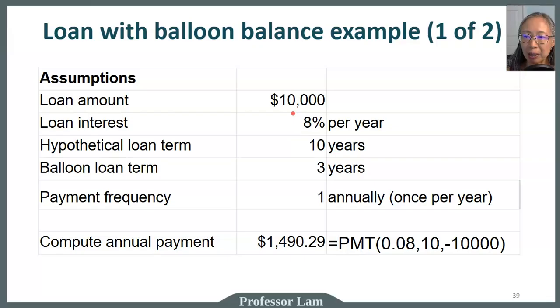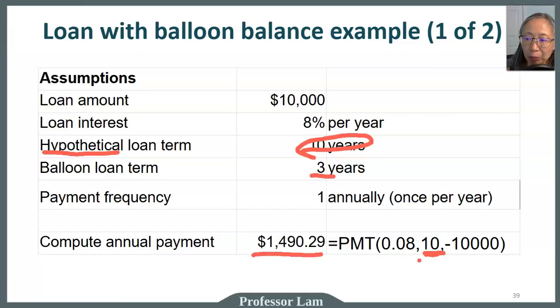Let's use the same example we have. We borrow $10,000 at 8%. Instead of paying off the loan in 3 years, we take out a balloon loan, which allows us to compute the payment based on a 10-year hypothetical loan term, when the loan is actually due after 3 years. So when we compute the payment, we use 10 years, not 3 years. So with 10 years as our payment time, the payment amount is $1,490.